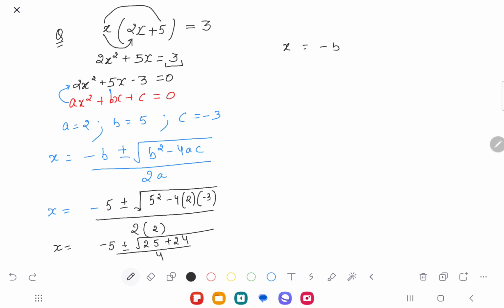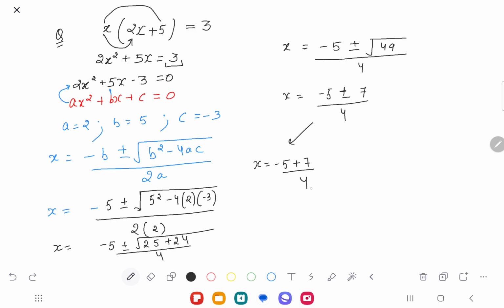So x would be minus 5 plus minus under root of 49 over 4. I hope you're writing down. X would be minus 5 plus minus, what is root 49? 7 over 4. So can you do both plus and minus at the same time between minus 5 and 7? No. So what do you do? You take x as equal to minus 5 plus 7 by 4, or you take x as minus 5 minus 7 over 4. So you take x as 2 over 4, or you take x as equal to minus 12 over 4. So this shall be 1 over 2, or this shall be minus 3.